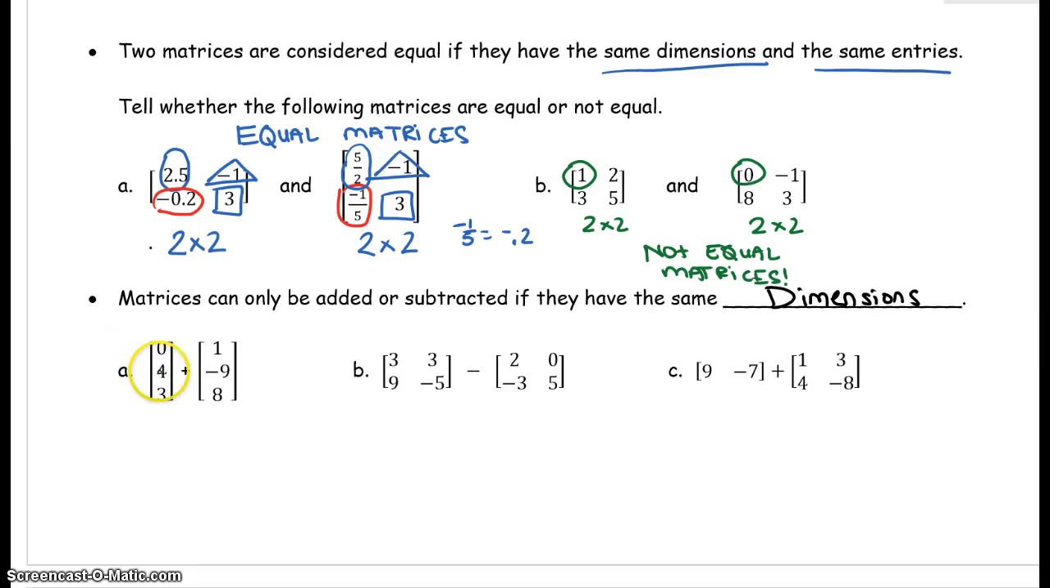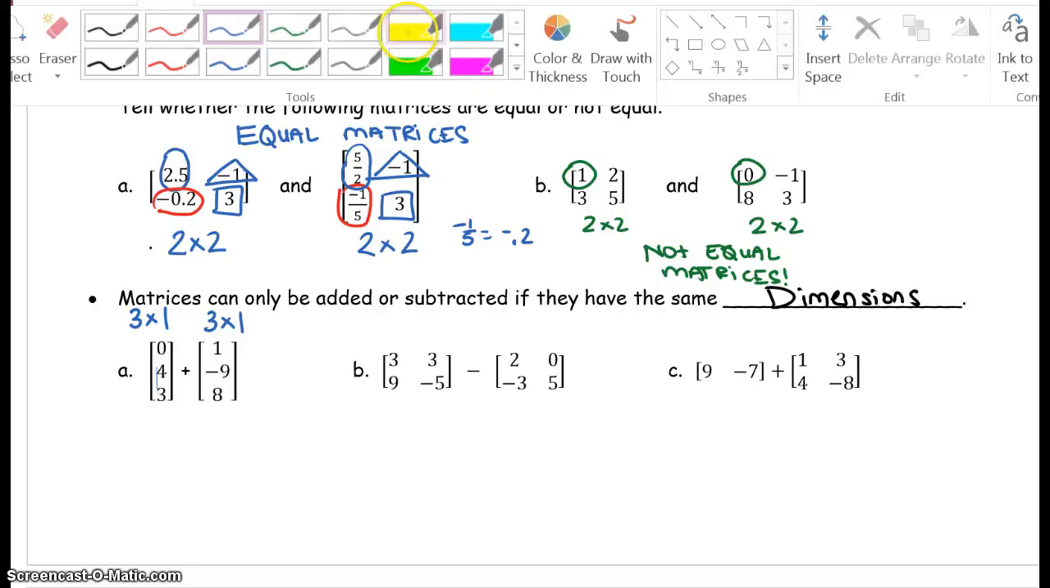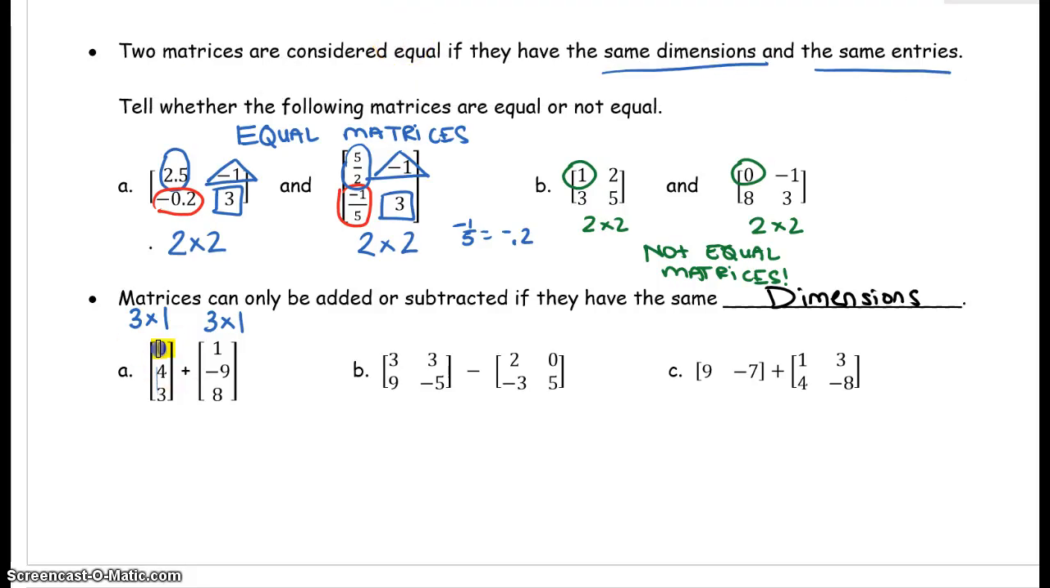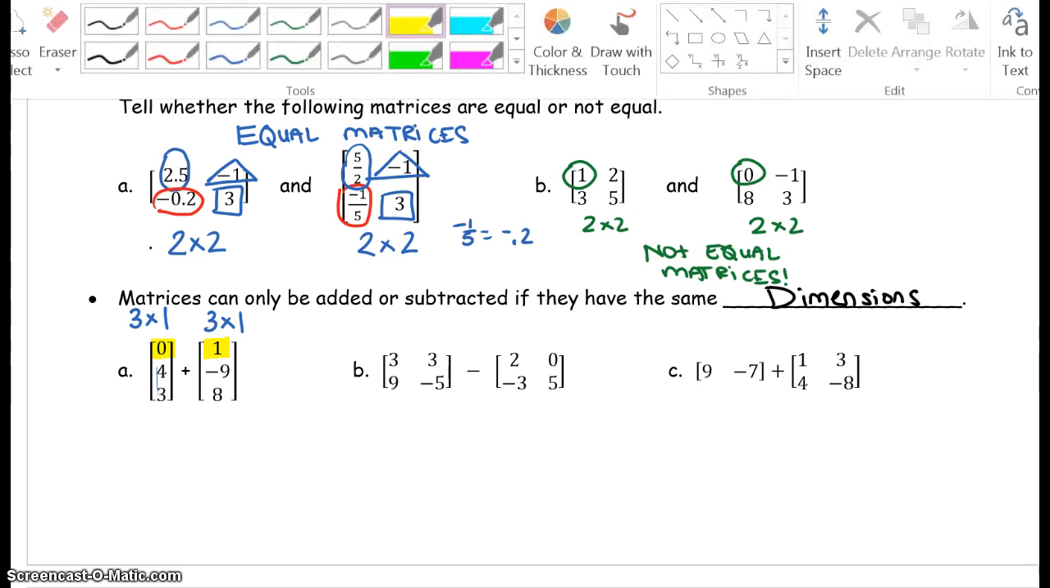We can see that there's 1, 2, 3 rows and 1 column in the first matrix. We can also see that the second one is a 3 by 1 matrix as well. Therefore, we can go ahead and add them. Now, the way we add them is we take where they are the same. So 0 is in the same location as 1. Therefore, we can go ahead and add those.